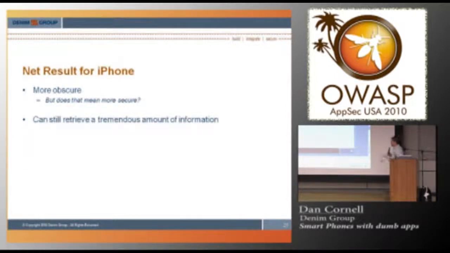So the net result for iPhone applications is they're certainly more obscure because of some of the platform stuff with the encryption, because of the language they're written in, and the way the binaries are built. You don't get as much information, so it's more obscure, but at the end of the day, that's not going to actually make you more secure, because you can still retrieve a tremendous amount of information.